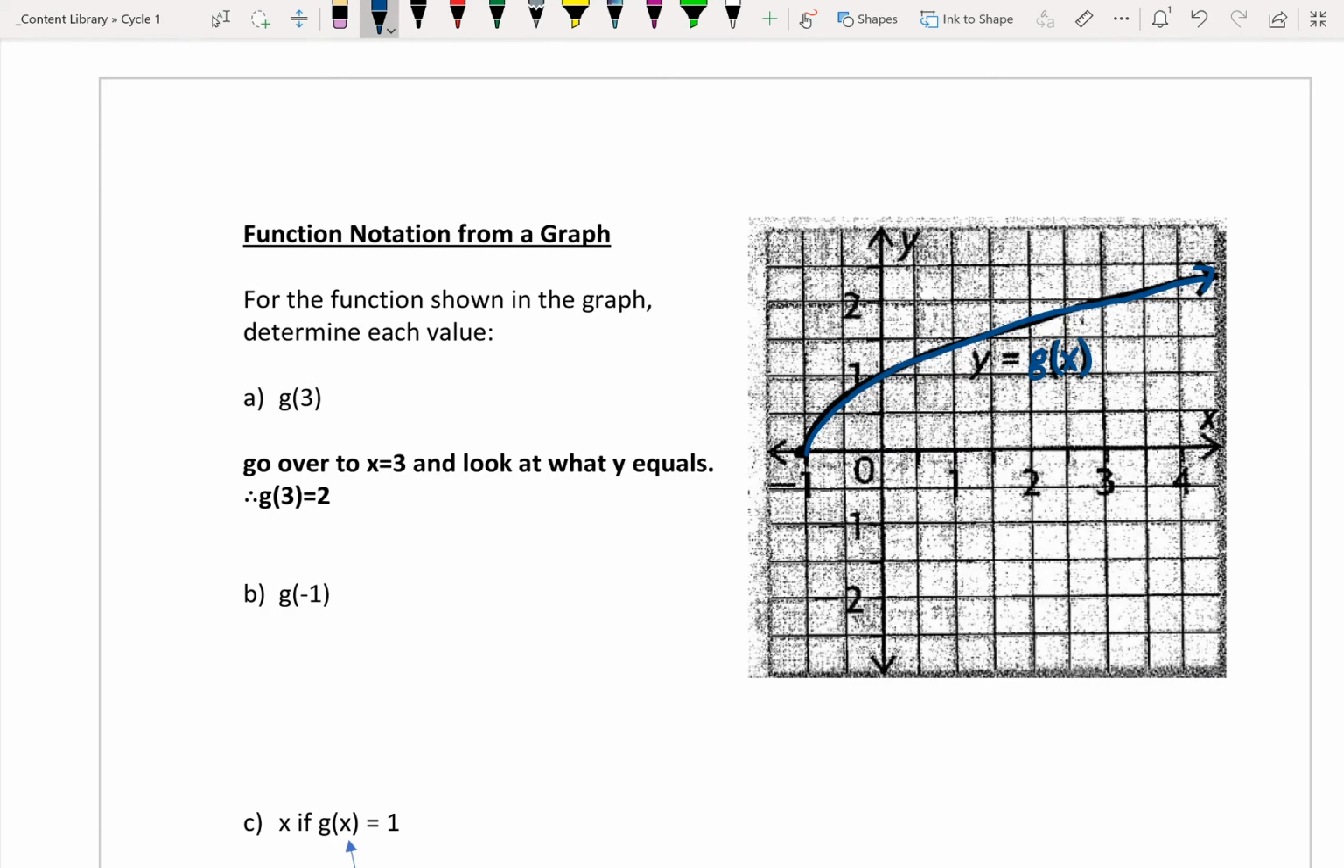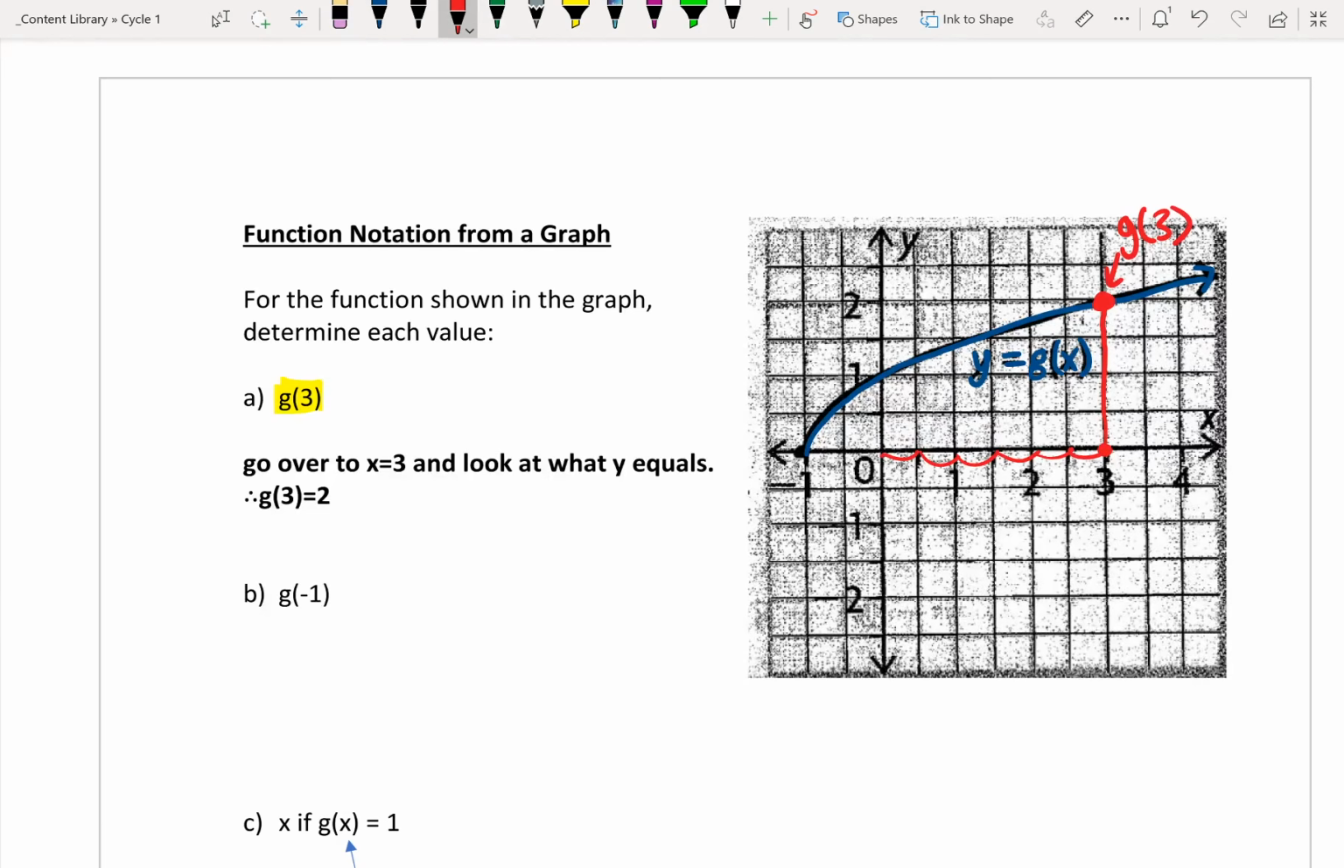So g of x, or instead of y, just saying g of x. In our first step, we want to figure out g at 3. So what that's saying is we need to figure out the value of the function when x equals 3. So we have to go over on our graph until we hit 3, and then we follow that up until we hit a point on our function, and that value there is g at 3.